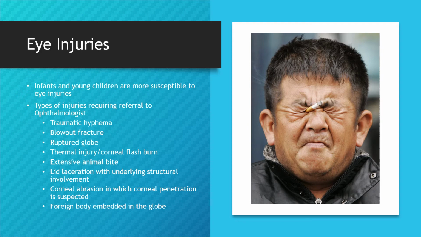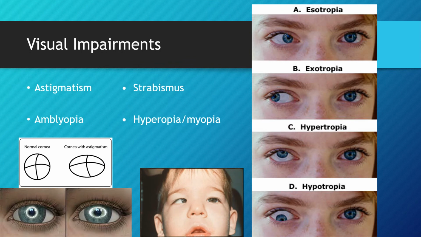Non-emergent eye injuries, you can use cold packs, analgesics, maybe an antibiotic ointment with those corneal abrasions as long as that penetration is not suspected. Adequate visual development does require appropriate sensory stimulation to both eyes. So when one or both eyes are deprived of the stimulation, then we have visual development problems and we don't progress, and that impairment or blindness can occur.